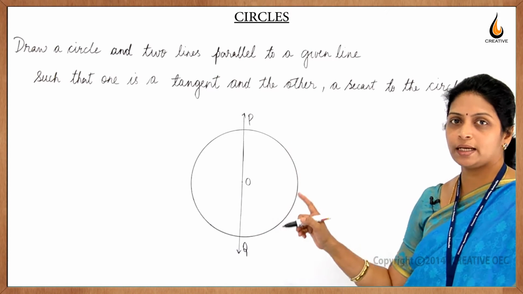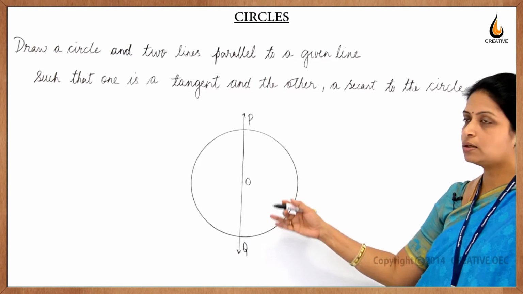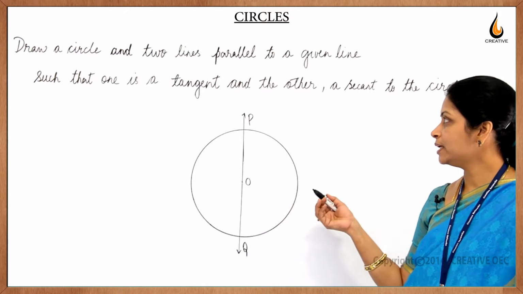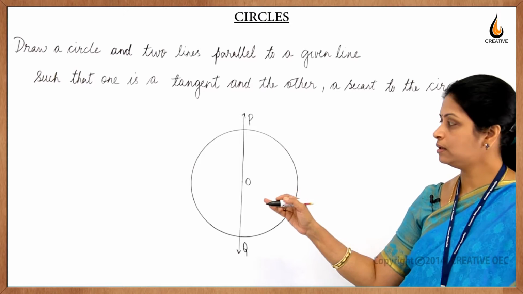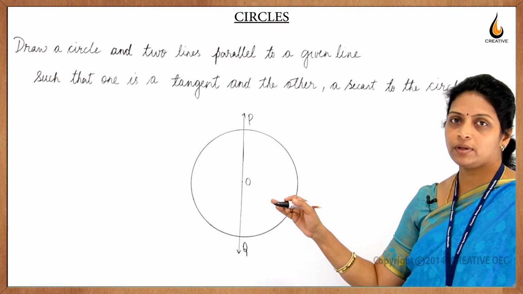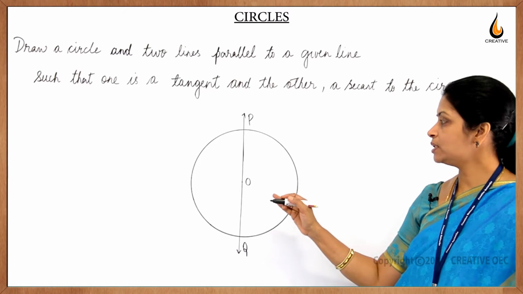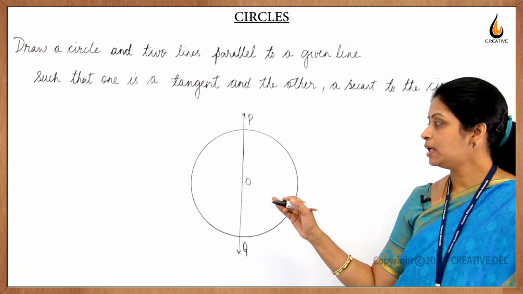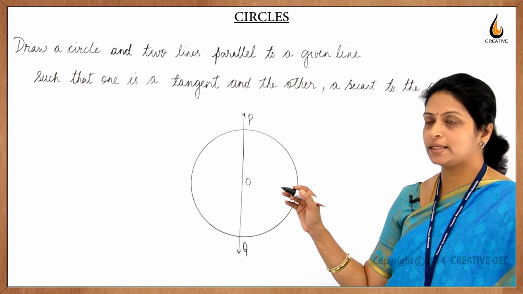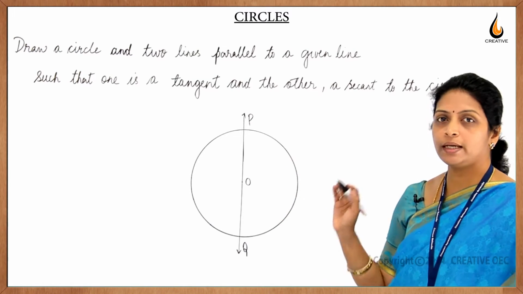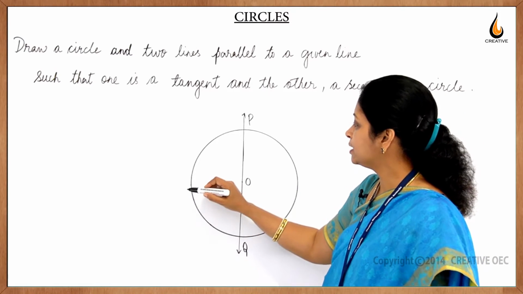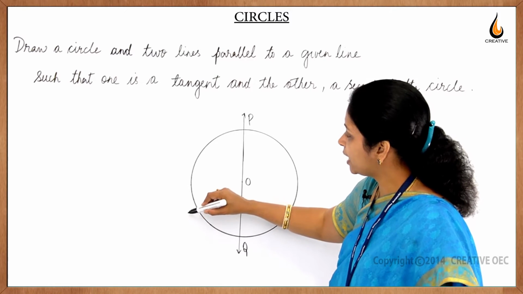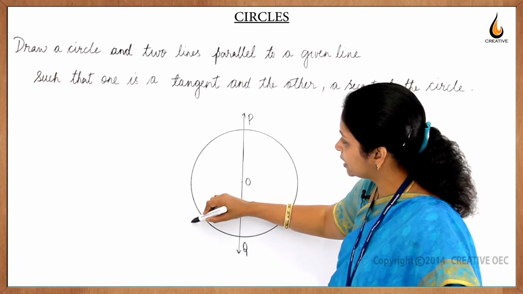Draw a straight line passing through the center or at any point. Then, to this given line we have to draw two lines parallel such that one will be a tangent. So, parallel to this line, if we have to draw a tangent, we can draw the line touching the circle only at one point. Suppose at this point we draw a line, this line should be parallel to this PQ, like this.